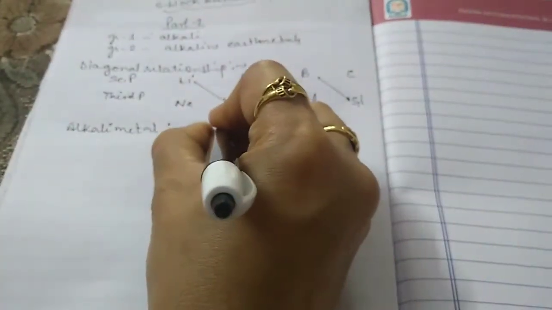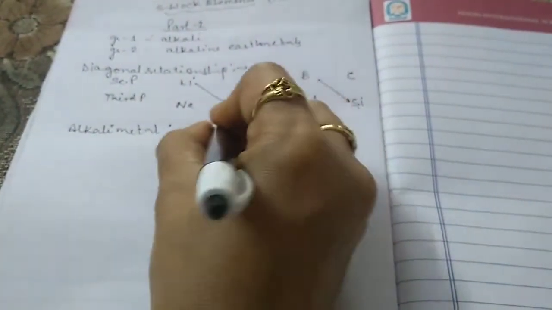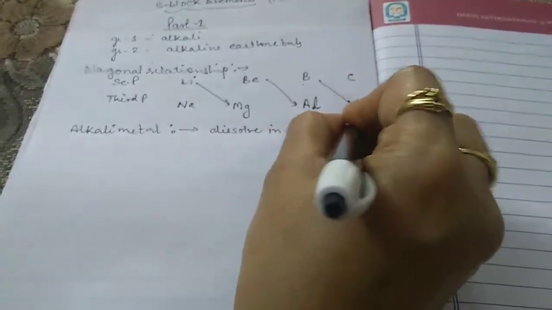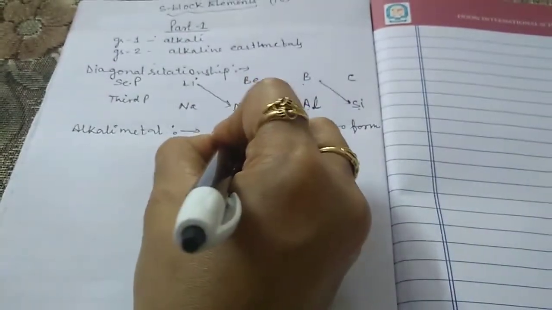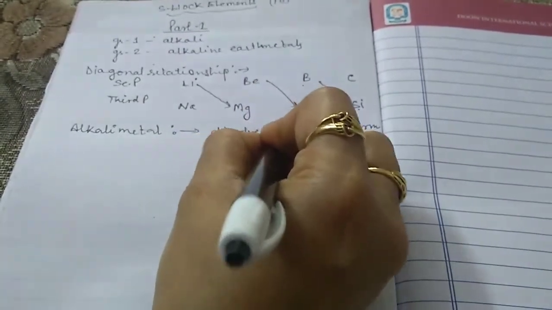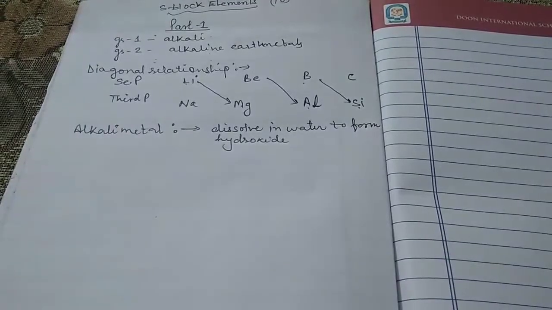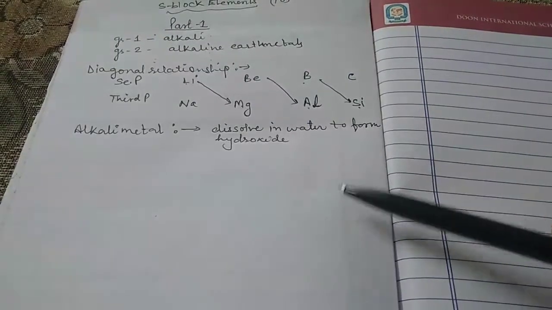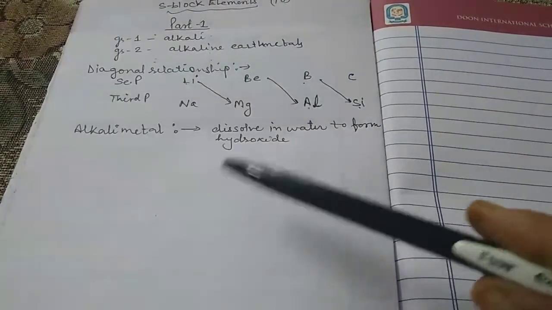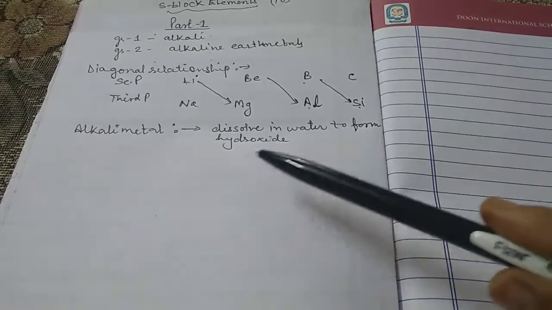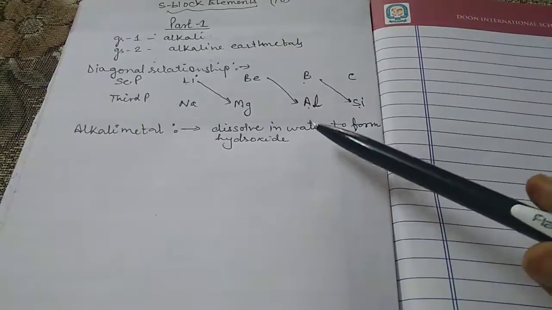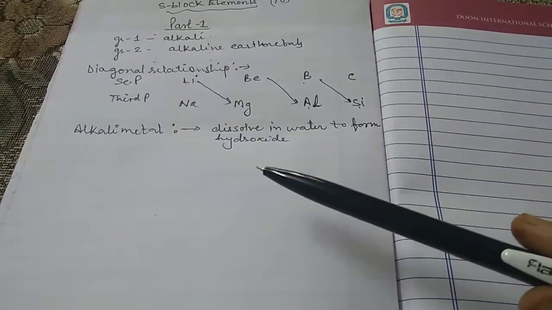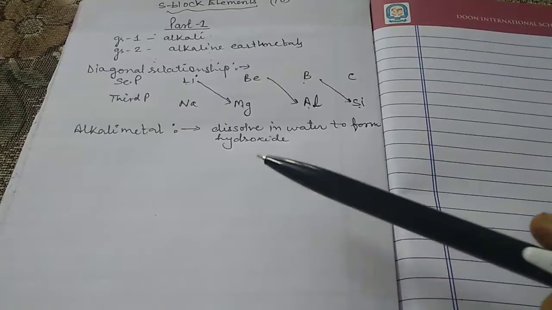They readily dissolve in water to form hydroxides, which are strongly alkaline in nature. That's why they are known as the alkali metals. They also form alkaline oxides, and in this category, one element, francium, is radioactive.